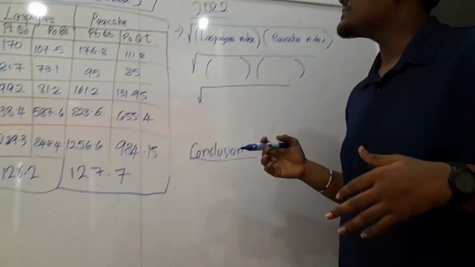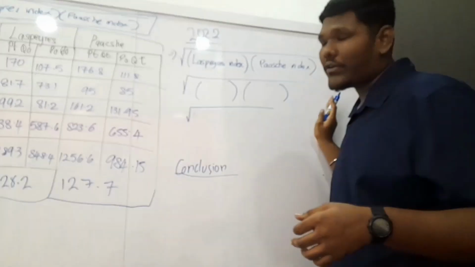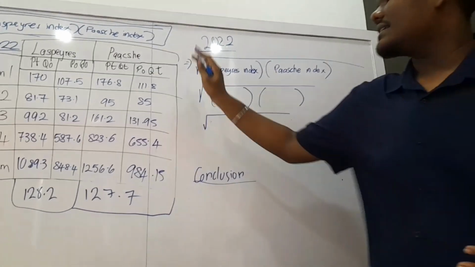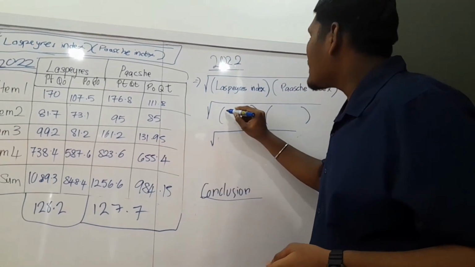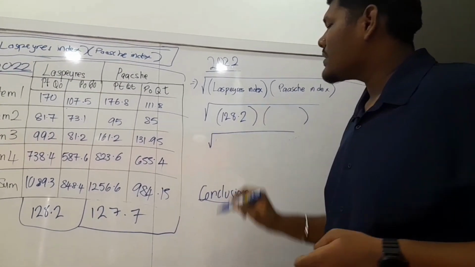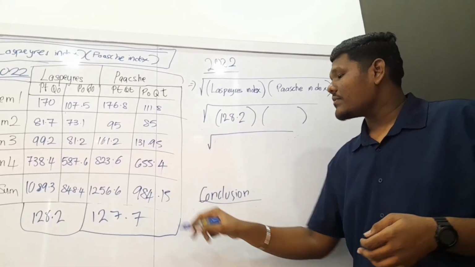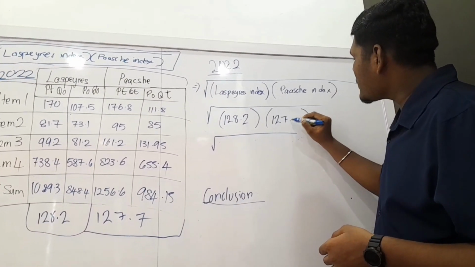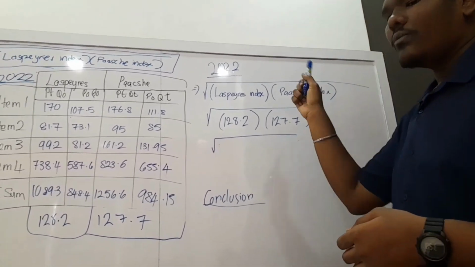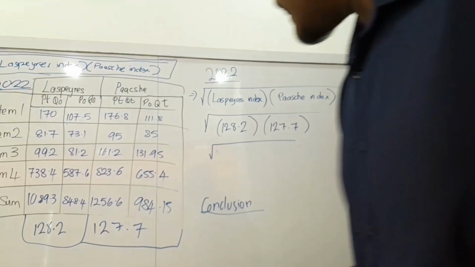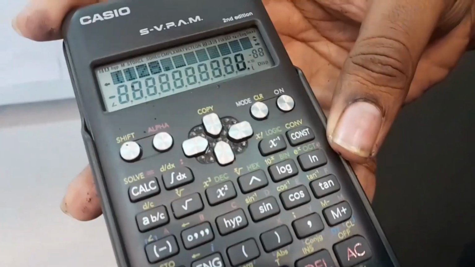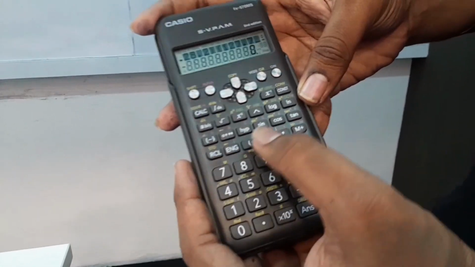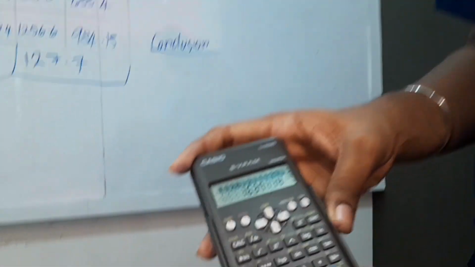This is for 2022. So same, we have to roll it back the formula again. And for 2022, let's see the table. For Laspeyres price in 2022, 128.2, and for Paasche, 127.7. Okay, now we'll calculate this first. Open bracket 128.2 close bracket. Open bracket 127.7 close bracket.